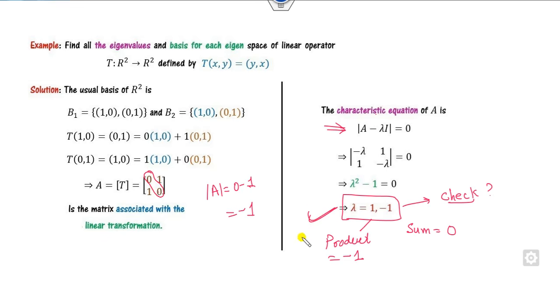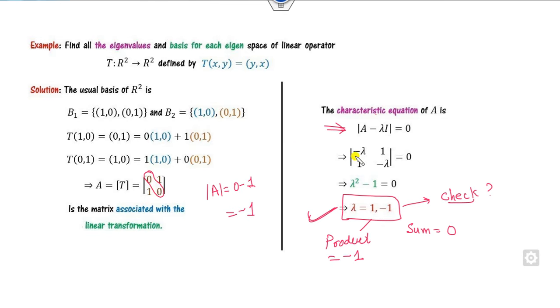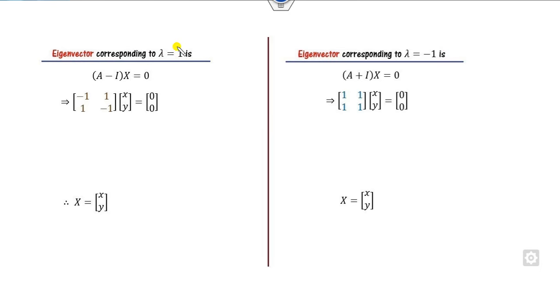So these values are correct. Now find the eigenvectors. We can find the eigenvector corresponding to 1 and the second corresponding to minus 1. Now we can substitute the value here. Once you substitute 1, you will get this. Now you can make it a row reduced echelon form. You can convert it using R2 plus R1, and you will get this.